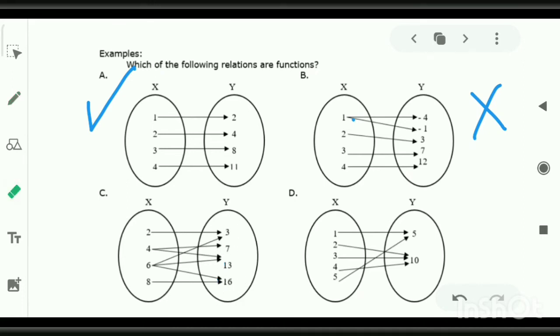Now, in this case, 4 is paired to 2 different y values. 6 is paired to 3 different y values. Now, for this case, since 4 and 6 are paired to 2 or more different y values, this also makes it not a function.